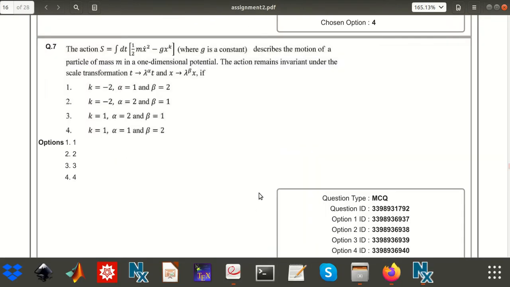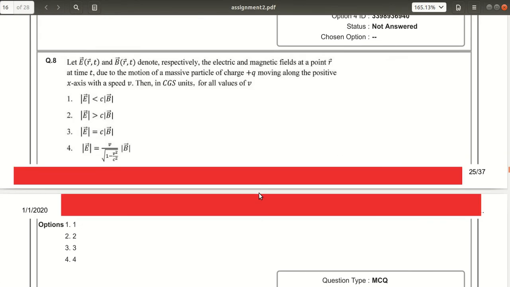So now the next question, which is a simple question. E(r,t) and B(r,t) denote respectively the electric and magnetic fields at point r at time t, and the motion of a massive particle of charge q is moving along the positive x-axis with velocity v, and in CGS units, for all values of B, E will be equal to cV.